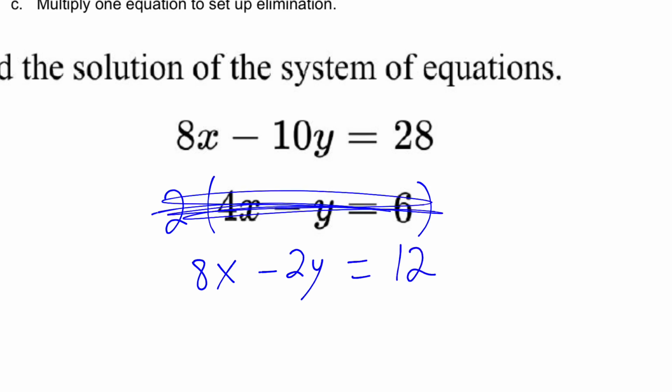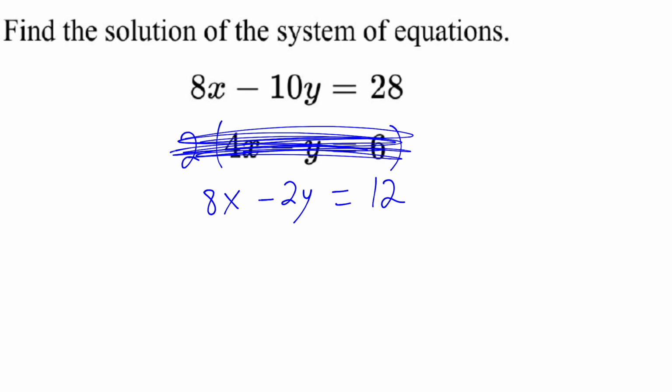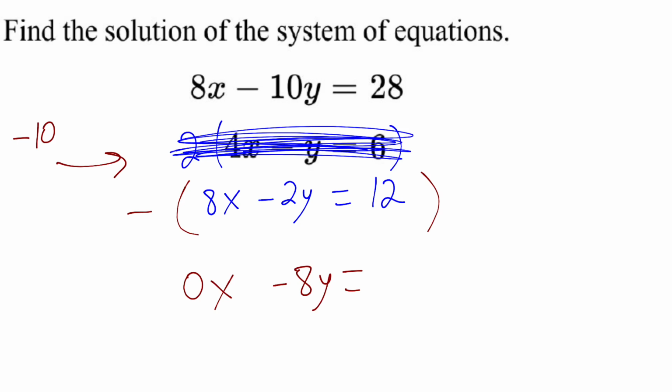So let's cross this out because now I'm looking at my new equation. It turns out if I subtract all three columns straight down, so I'll subtract this entire thing, I get 0x, I get negative 8y. Right there I'm looking at negative 10 minus a negative 2, so that's like negative 10 plus 2. That's why I get negative 8y. And then 28 minus 12 is 16. This tells me that y is equal to negative 2.